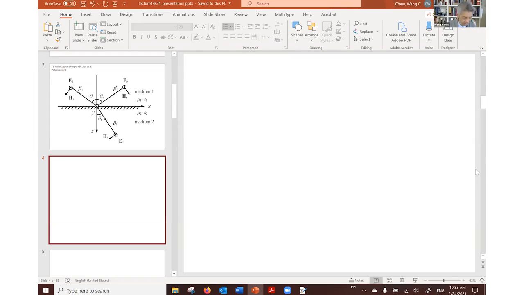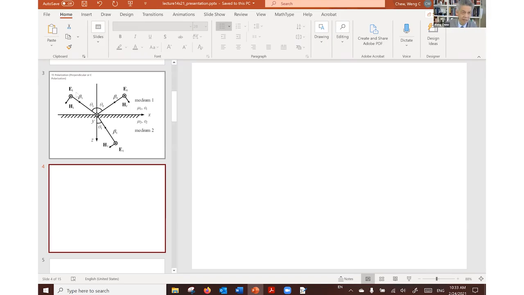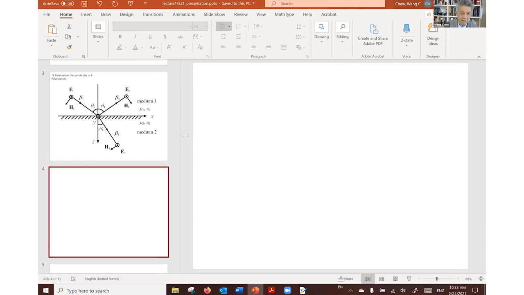Starting the derivation, we would like to guess the solution in region 1 consisting of plane waves. Plane waves propagating in this manner in region 1, and then a reflected plane wave that will propagate in this manner with a k vector or the beta vector pointing in that direction. And then a transmitted wave in region 2 propagating in this direction. So we assume the TE case for simplicity.